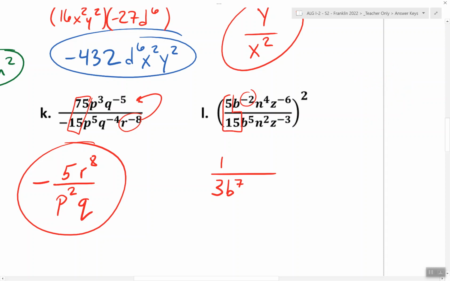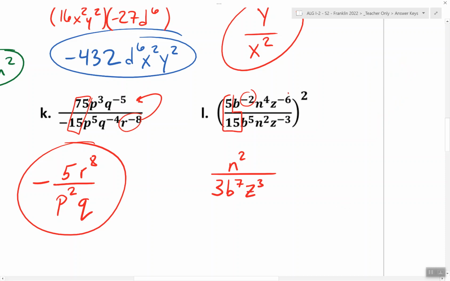Okay, for n, 4 minus 2 is 2. That's going to be an n to the 2nd power up top, and we can get rid of the 1 now, since we don't need the placeholder anymore. Okay, then we have z, negative 6 and negative 3. So again, you can just subtract negative 6 minus negative 3. That equals negative 3. And that means we have a z to the 3rd on the bottom of the fraction bar because of that negative exponent.